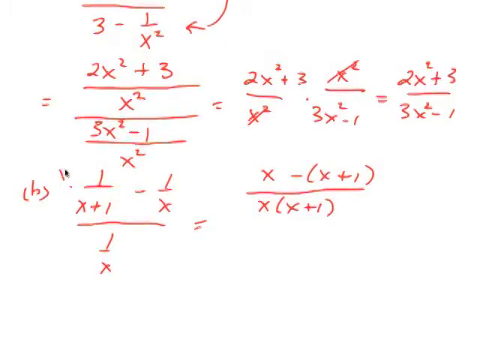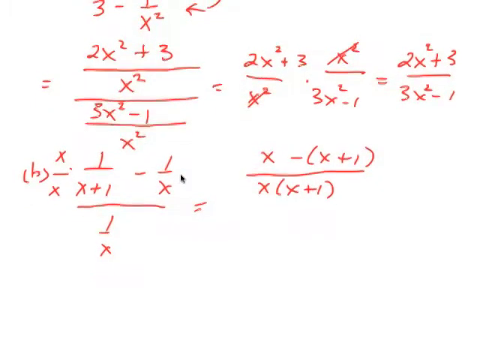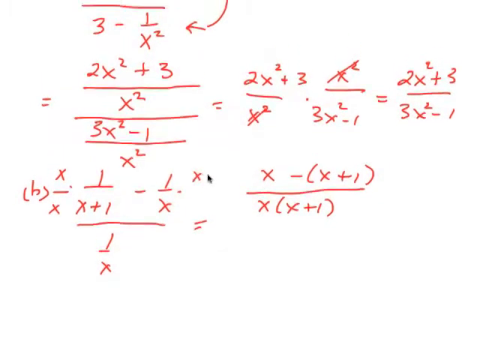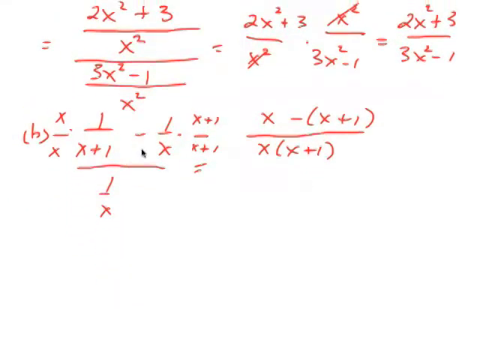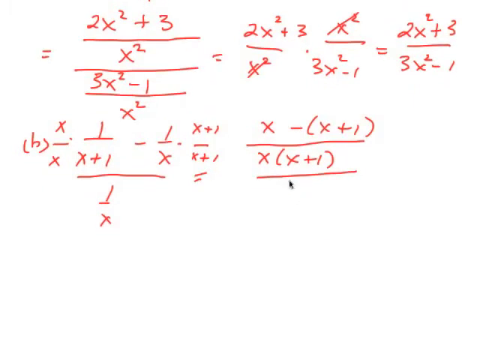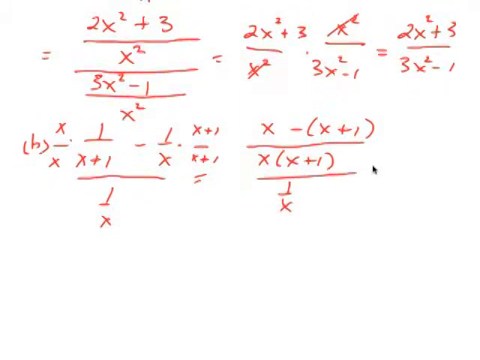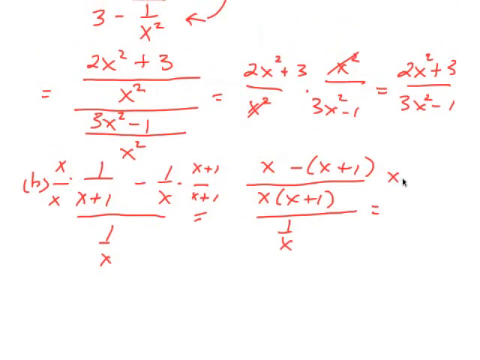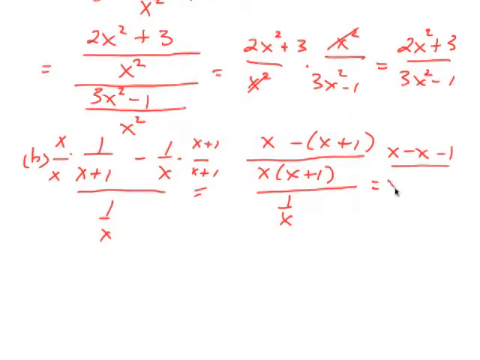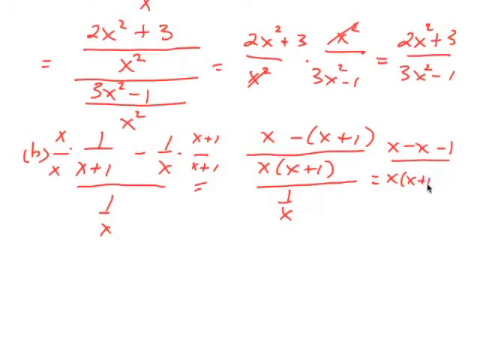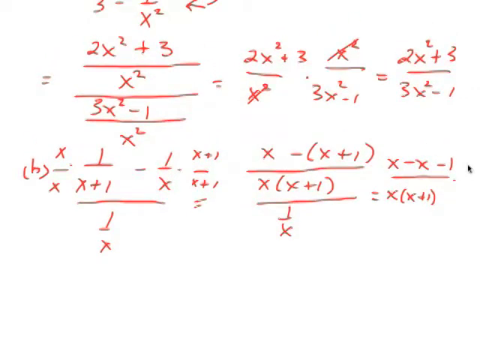If you look at it, this is what we're doing. We're multiplying here by x, and we're multiplying here by x plus 1. Don't forget the negative sign there. And this 1 over x stays the same. So when I simplify this, I'm going to have x subtract 1 over x by x plus 1. And we're going to invert this and multiply.